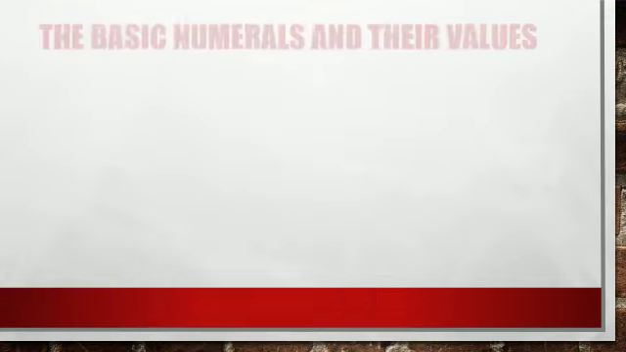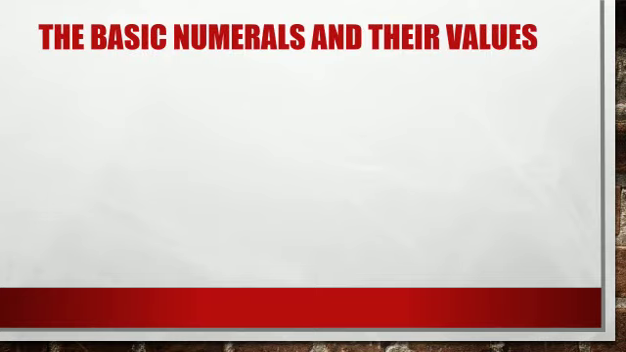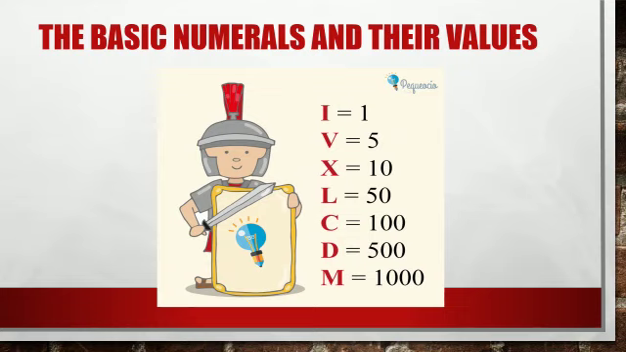Now to begin with, let's see what the basic numerals and their values are. The basic Roman numerals are I, which represents 1, V, which represents 5, X, which represents 10, L, which represents 50, C represents 100, D represents 500, and M stands for 1000. So these are the basic numerals and their values upon which we find out the remaining numbers.